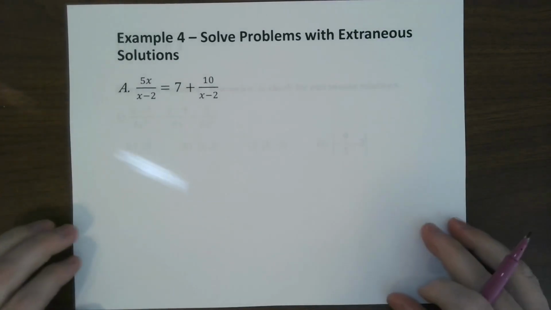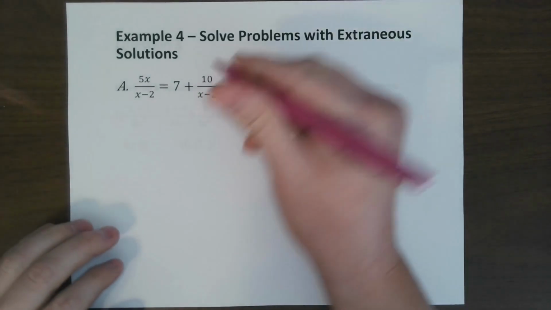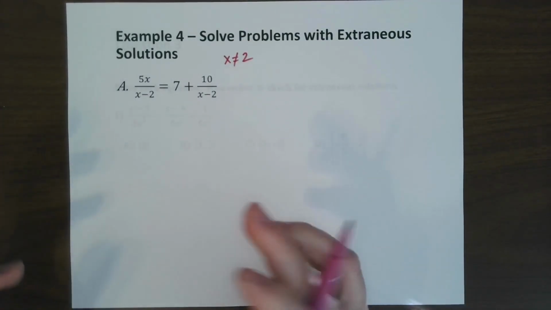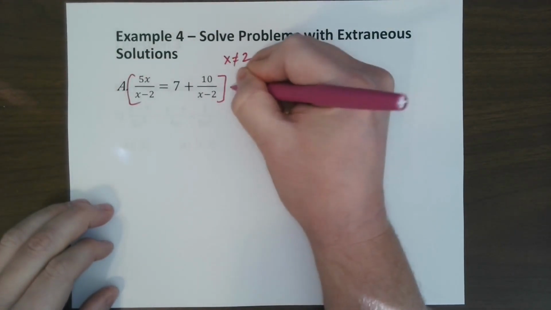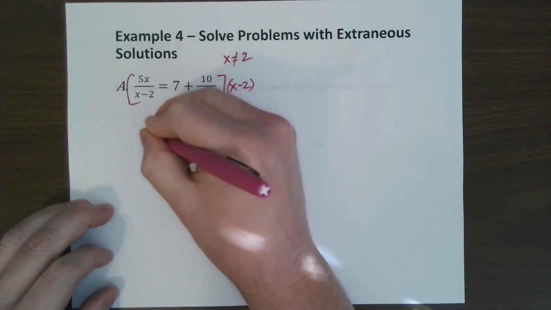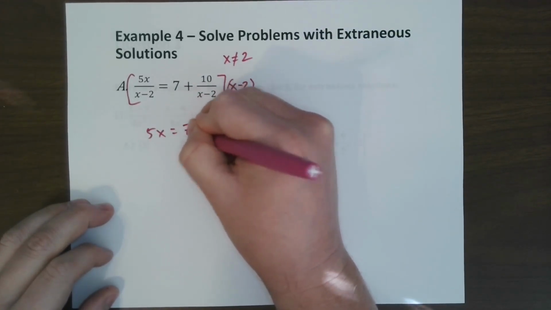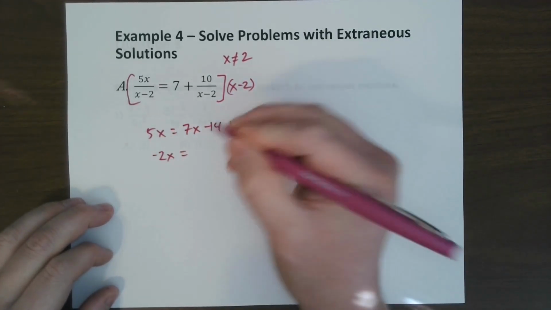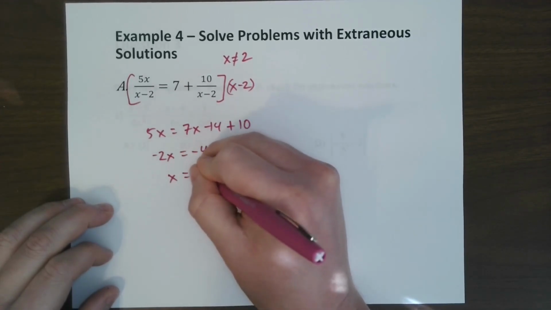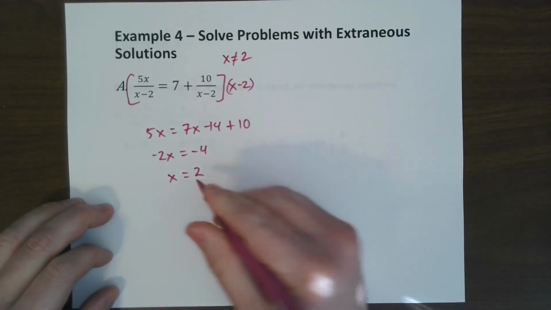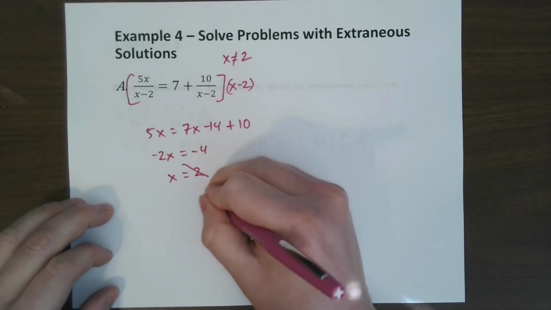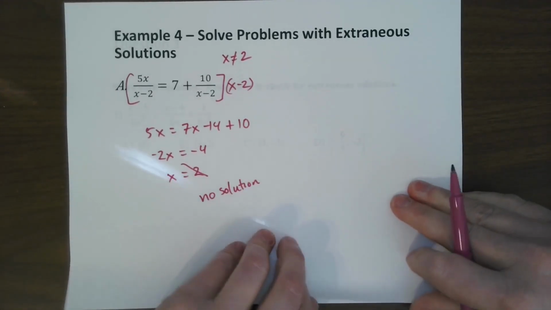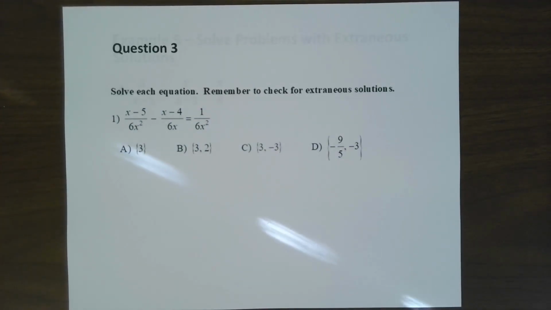Okay, so how do we solve problems with these extraneous solutions? Well, we just know for a fact that x cannot equal 2. So we just got to be mindful of that when we get to the answer. So with this one, I'm going to multiply everything by x minus 2. So I get 5x equals 7x minus 14 plus 10. So negative 2x equals negative 4. x equals positive 2. Since we got x equals 2, this is not possible, so this has no solution. Go ahead and try this problem.